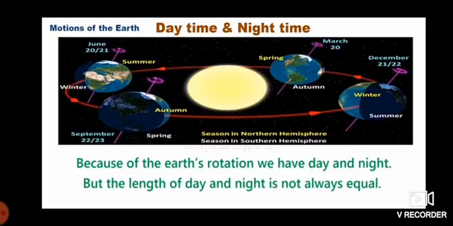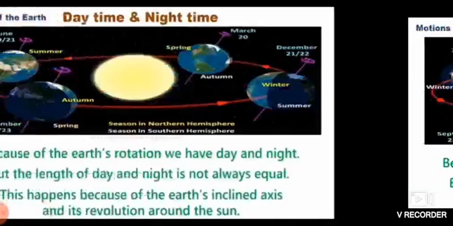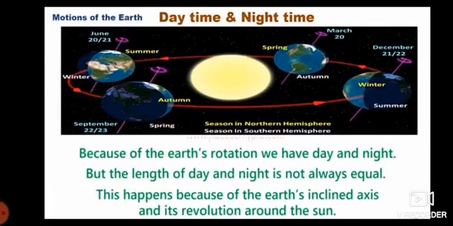Yes, now we all know that because of the earth's rotation we have day and night, isn't it? But the length of day and night is not always equal. That means the daytime and night time, whatever we experience, are not the same every time. Okay, now this happens because of the Earth's inclined axis and its revolution around the sun.